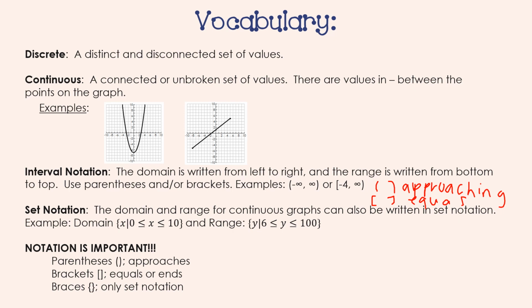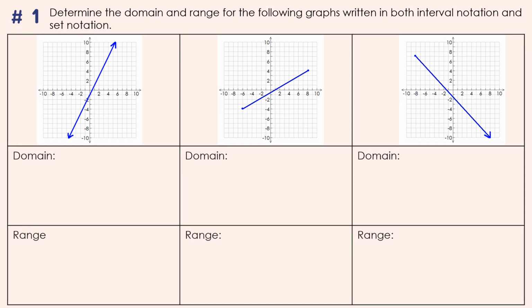Set notation will be used most often for discrete graphs, but it can be used for a continuous graph using inequalities. So we'll look at both of those as we work through there. But you'll only use braces for set notation. Okay, so this is a great way to talk about domain and range on a graph and the different ways that the notation can look. So we're going to do set notation and interval notation for all of these.